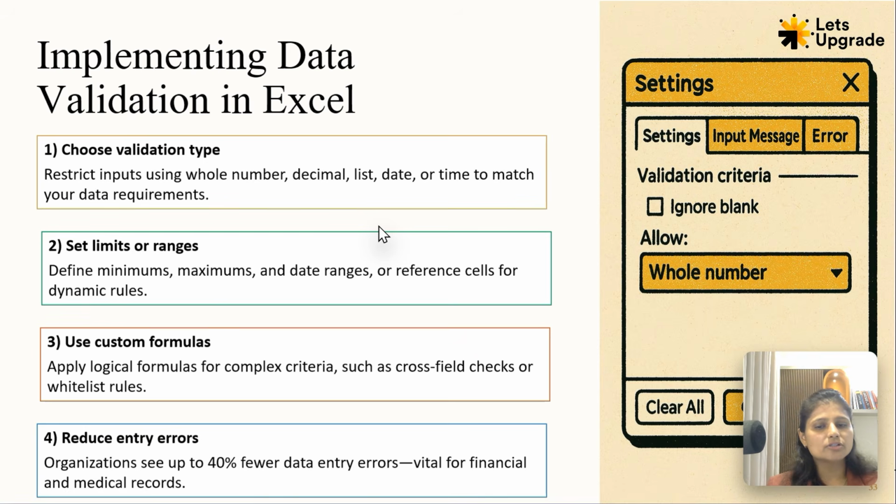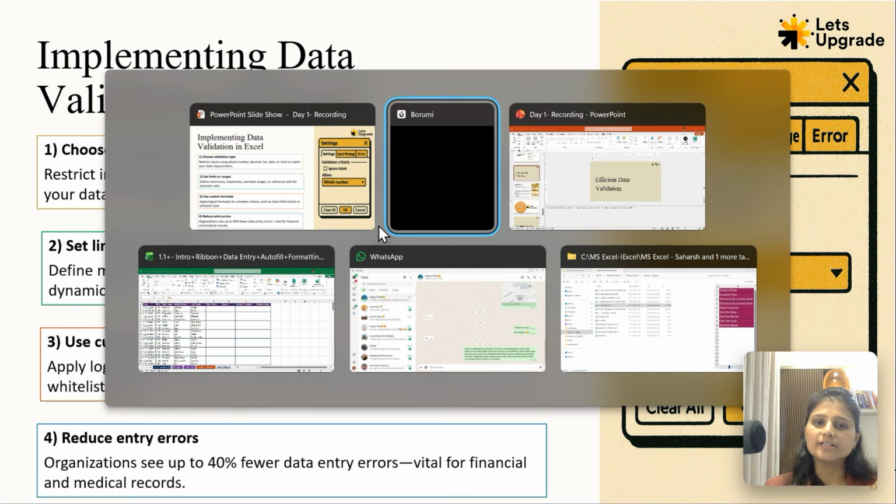The third thing you can do is write an input message to the user and an error alert to the user. Giving that input message and error alert will give a clear indicator to the user of what you're expecting in that particular area. So giving a correct data validation will really help you restrict the entries into a particular column.